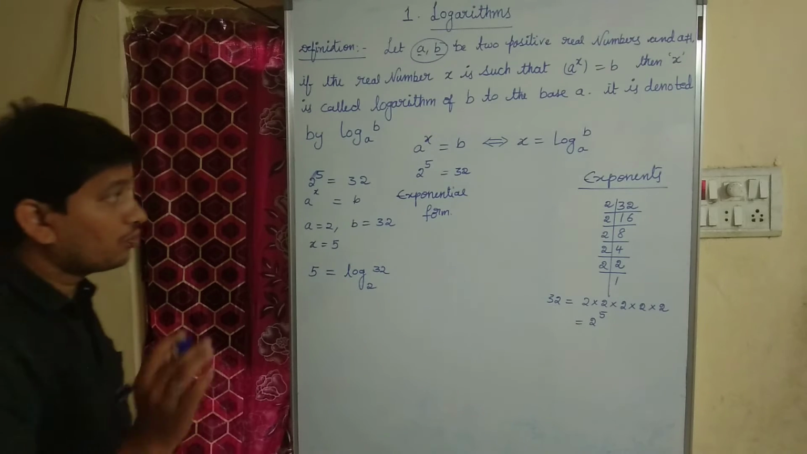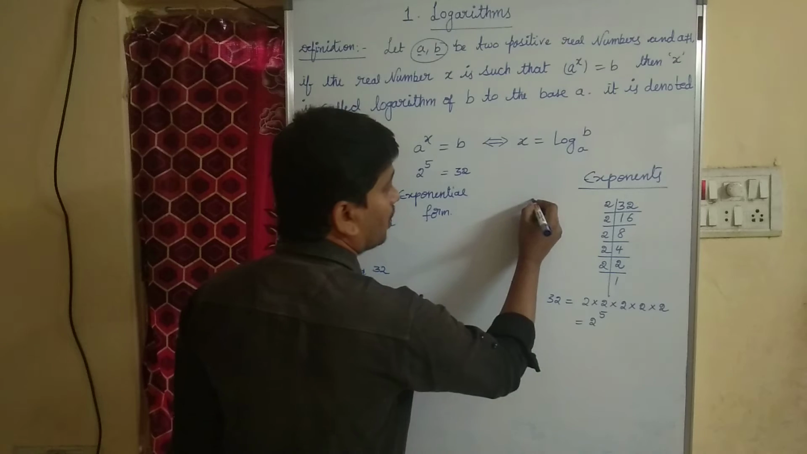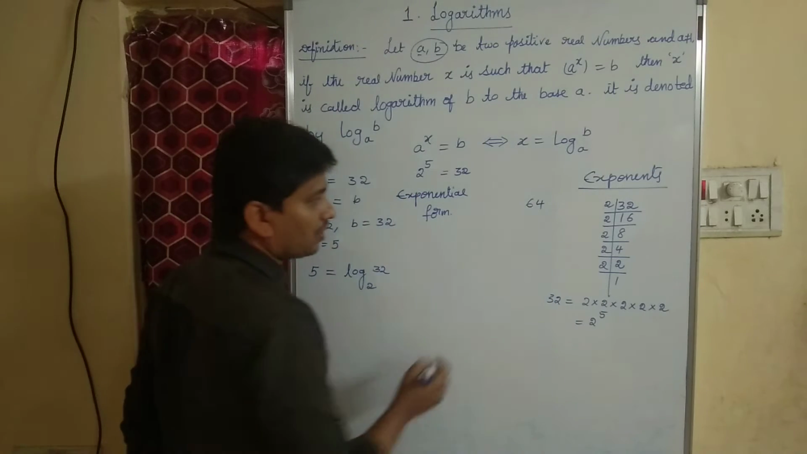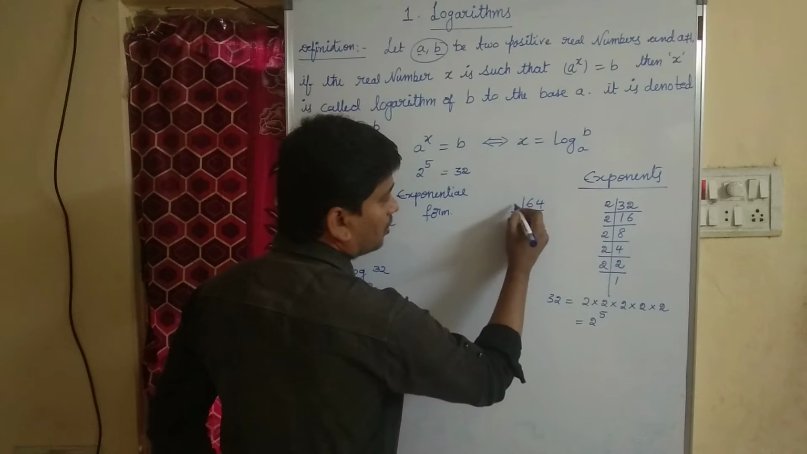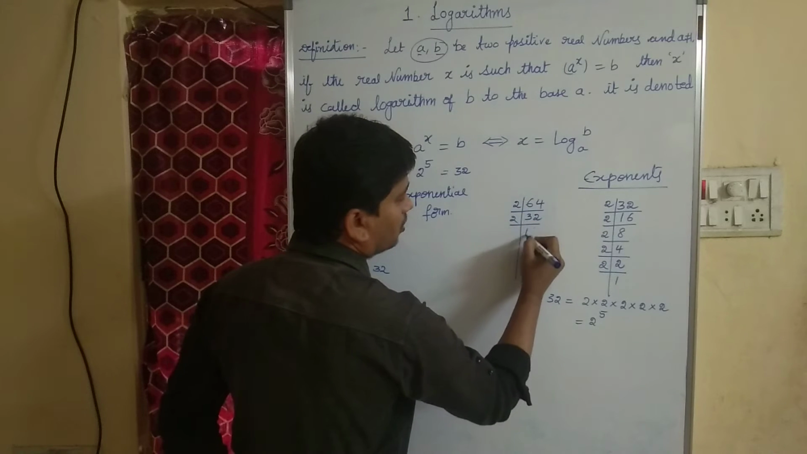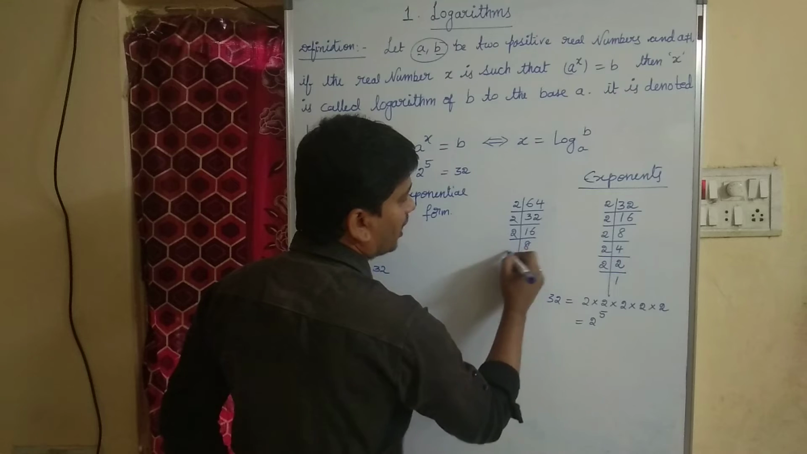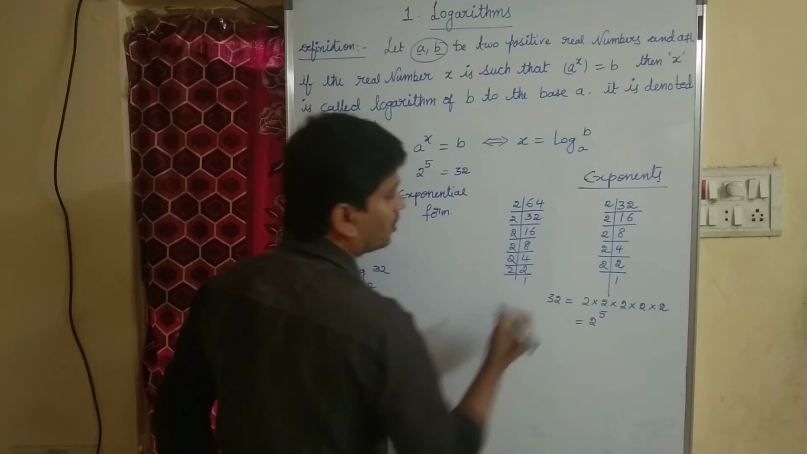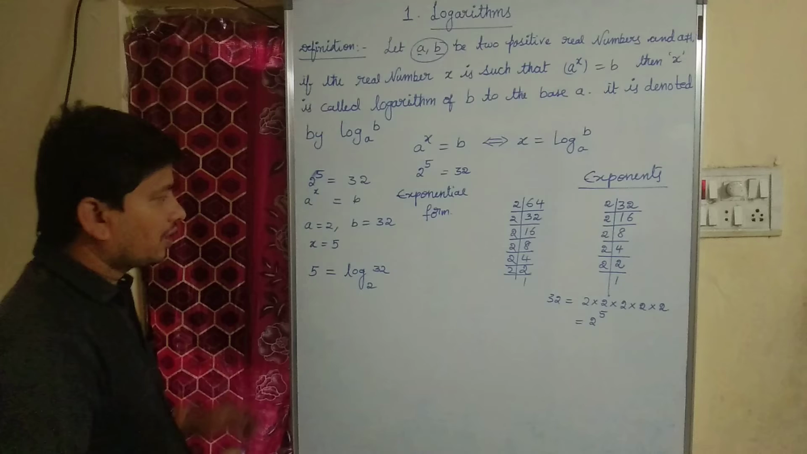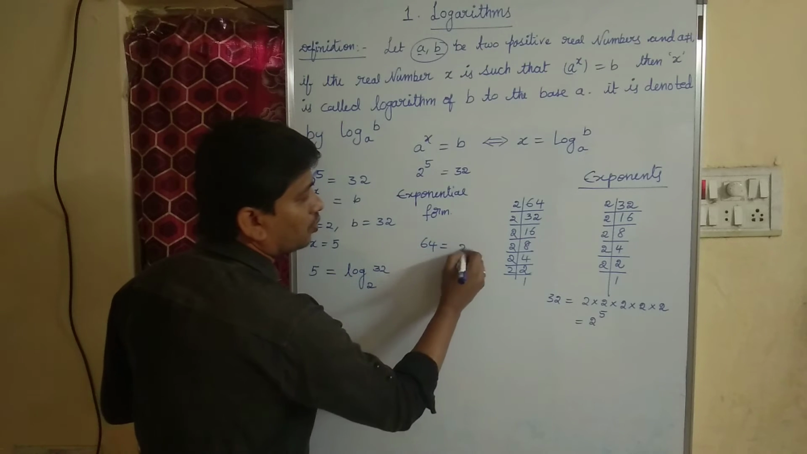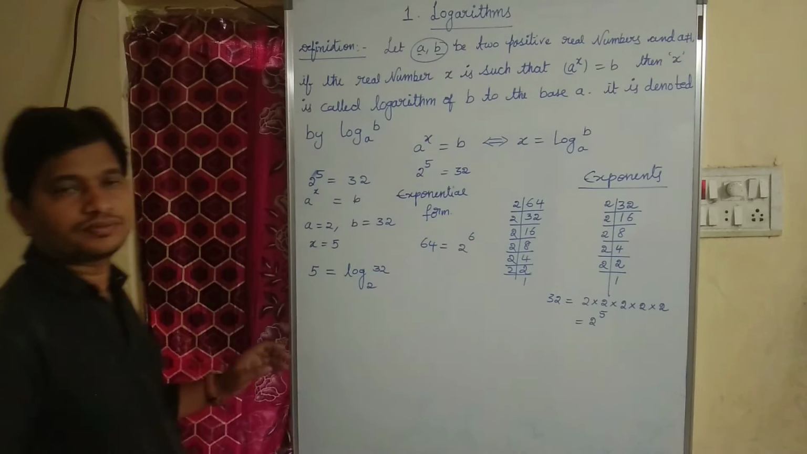Okay, let me explain one more problem. For example, 64. How can I write 64? In the two table: 2 times 32, 2 times 16, 2 times 8, 2 times 4, 2 times 2, 2 times 1. I can write 64 as 2 raised to the power 6.